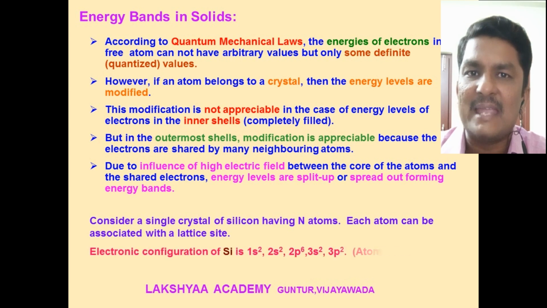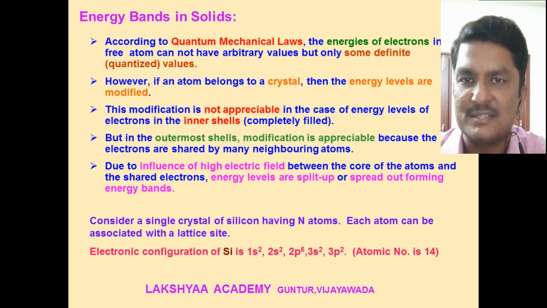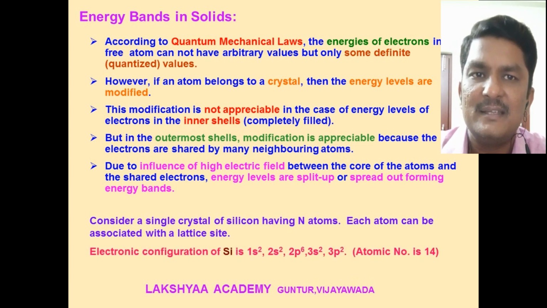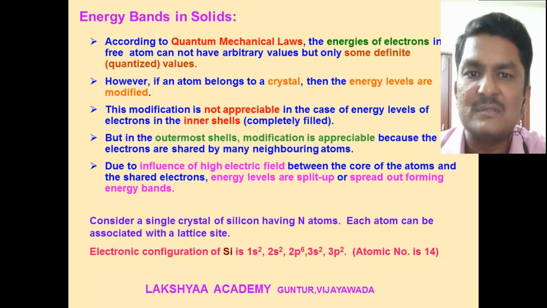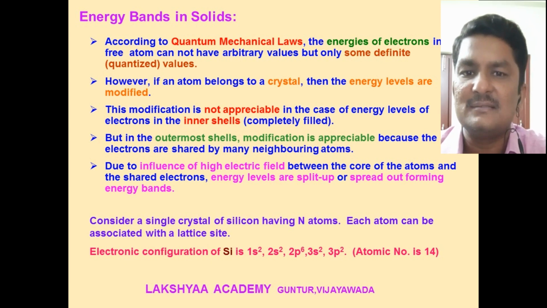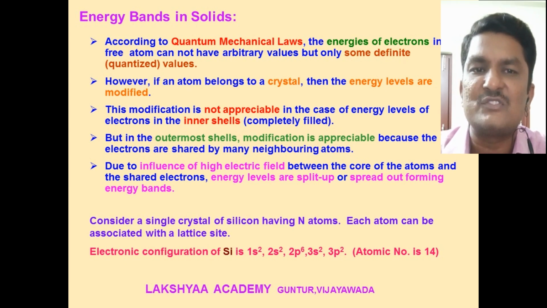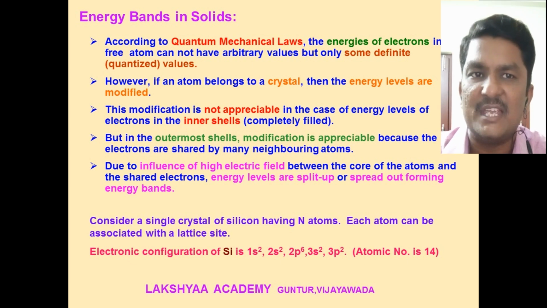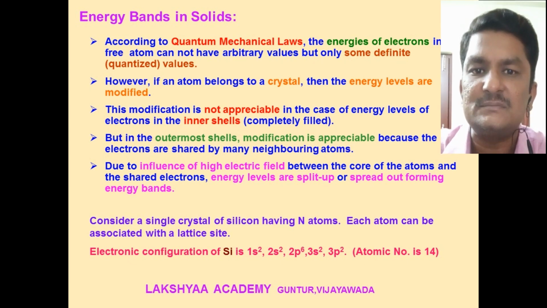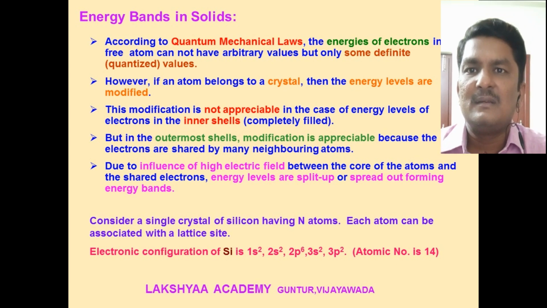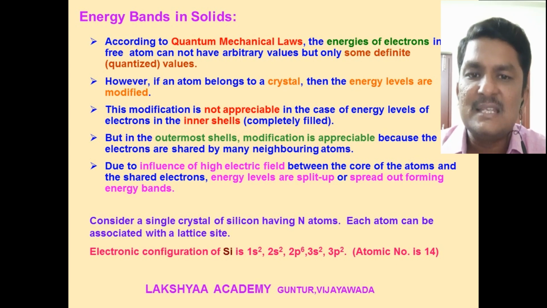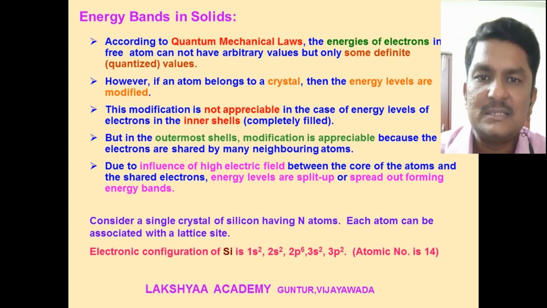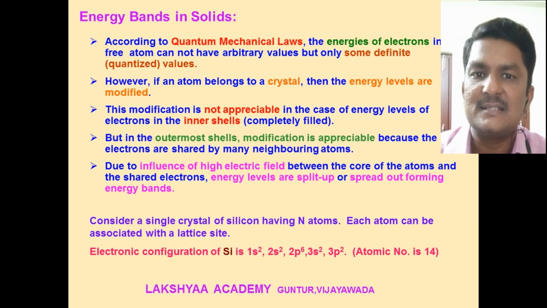Consider a single silicon crystal having capital N number of atoms. The atomic number of silicon is 14 and the electronic configuration is 1s2, 2s2, 2p6, 3s2, 3p2. This is the brief explanation of the formation of energy bands in solids. After that, we discuss in detail.